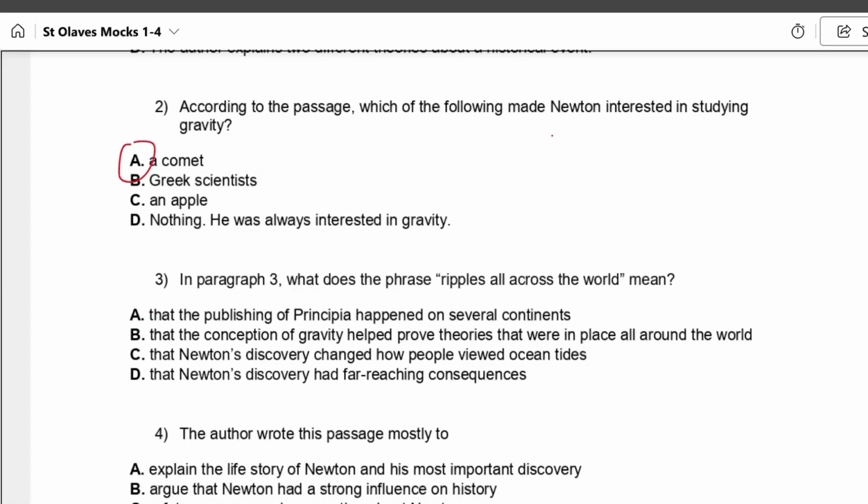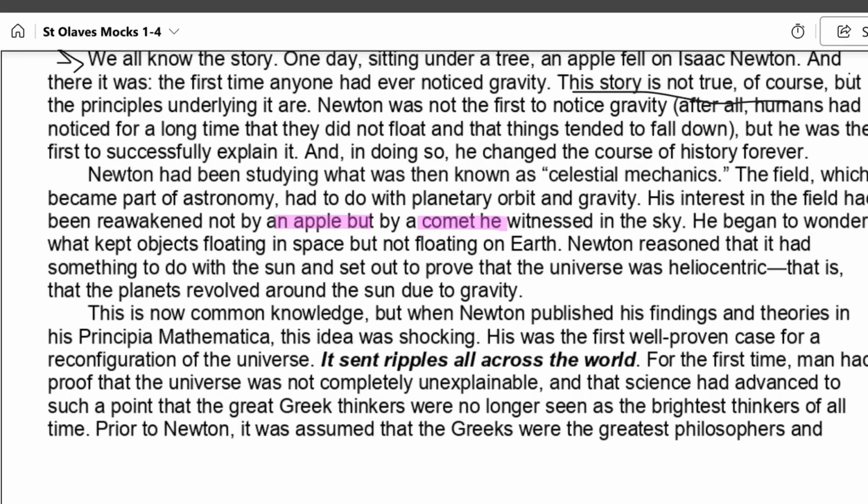Question 3, what does the phrase ripples all across the world mean? So for his findings and theories in his Principia Mathematica, this idea was shocking. His was the first well-proven case for a reconfiguration of the universe. It sent ripples all across the world. For the first time, man had proof that blah, blah, blah, blah, blah. So what does ripples across the world mean? It sounds like it's to shake the world because of how shocking something is.